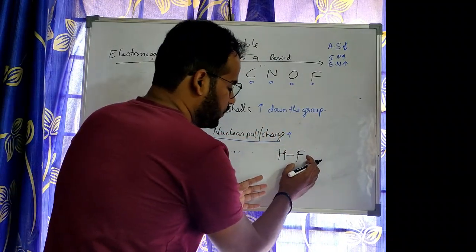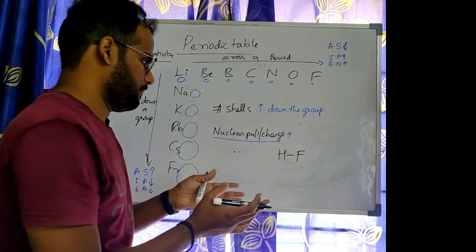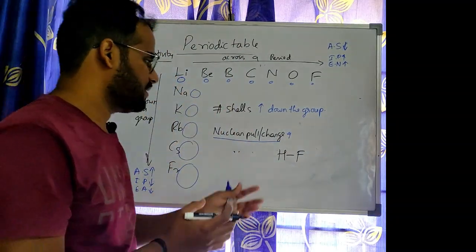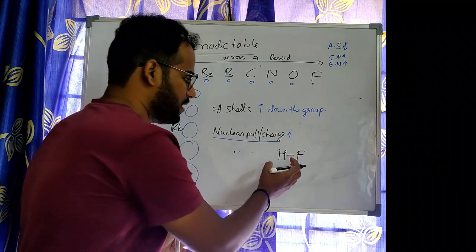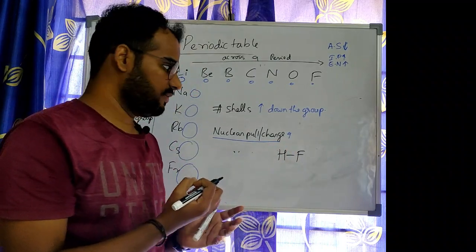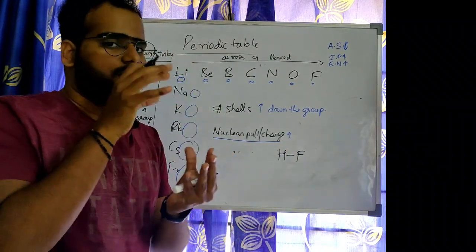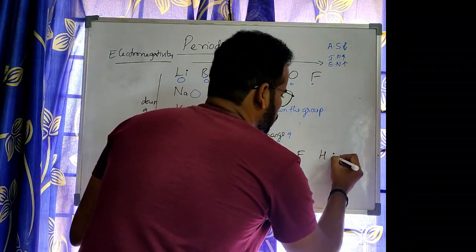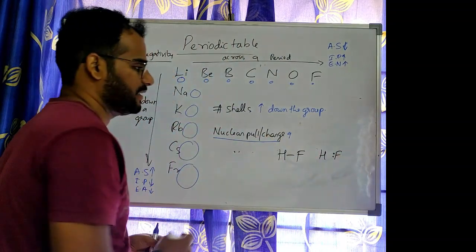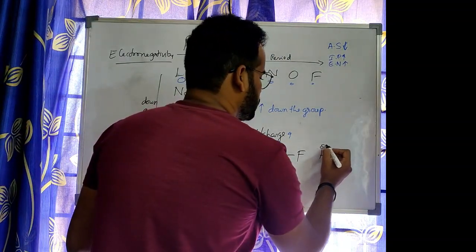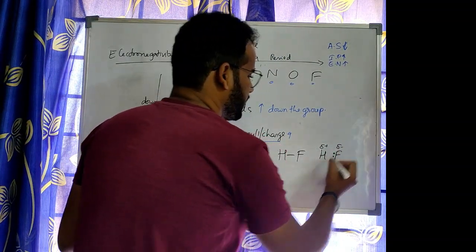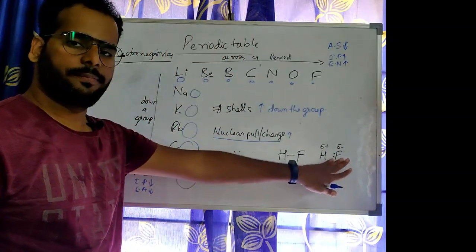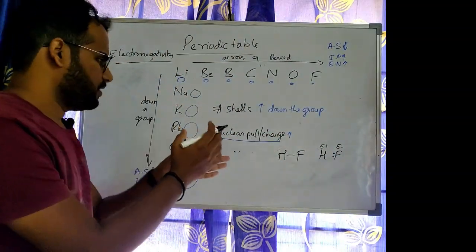Since fluorine is more electronegative, what is electronegativity? It is the tendency of an atom to pull the electrons towards itself in a compound or in a molecule. So the two electrons will be towards fluorine like this. So there will be a slight positive charge on the hydrogen and a slight negative charge on the fluorine. So this is called electronegativity.